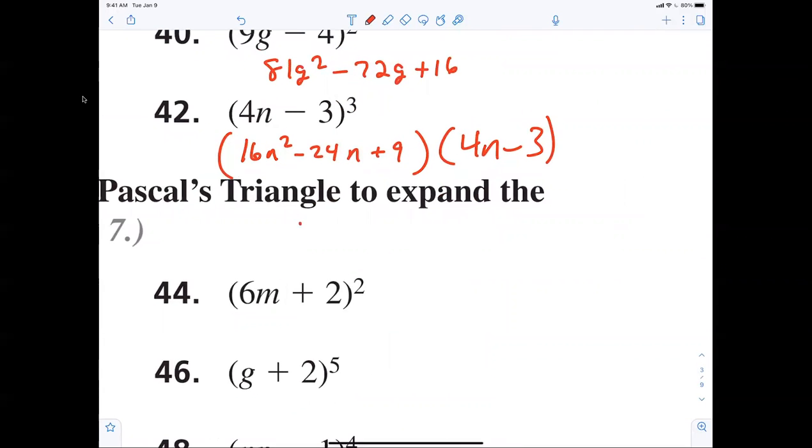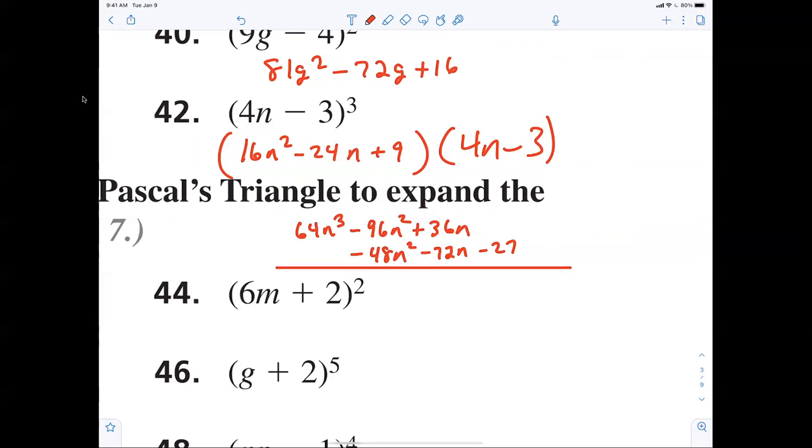that's 64n cubed minus 96n squared, minus 96n, and then plus 36. Good. Keep going. And then minus 48n squared, minus 72, and then minus 27. Beautiful.